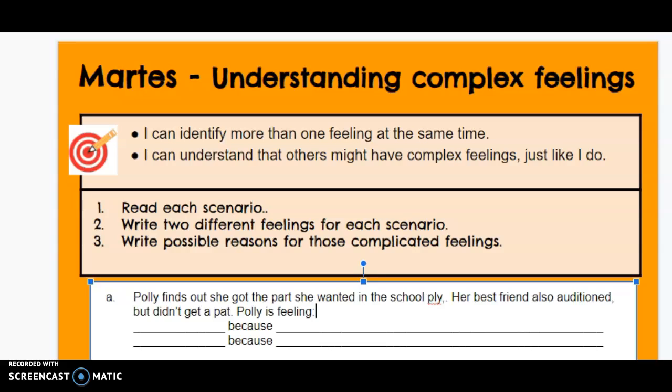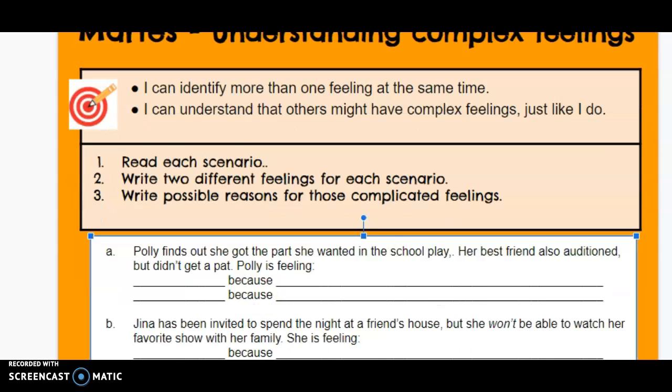Think that yesterday we were talking about how Emma was having 2 different feelings, being excited about the new dance that she was practicing with her friend, but also she was concerned about her friend, worried about her friend. So you're going to come up with 2 different feelings that the character is going to feel in these situations, and write the possible reactions for those complicated situations.